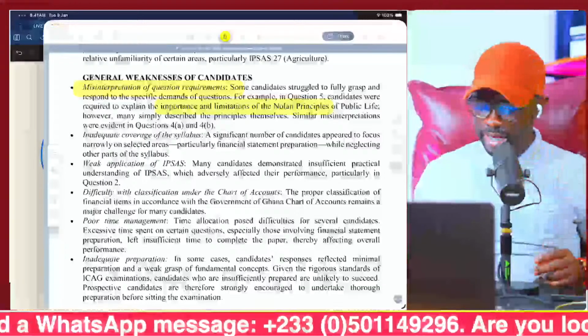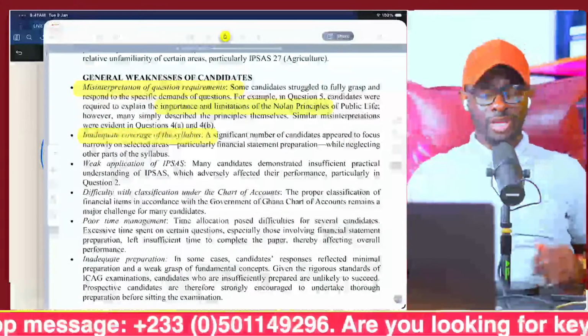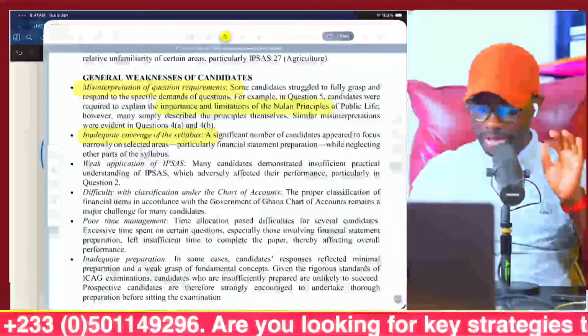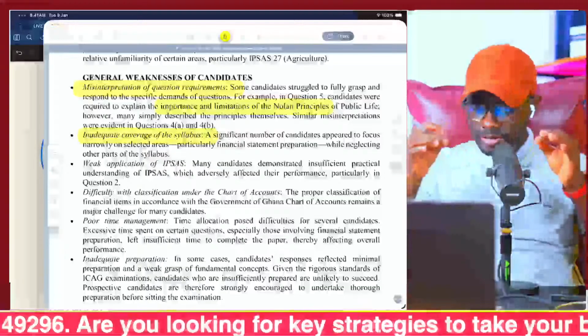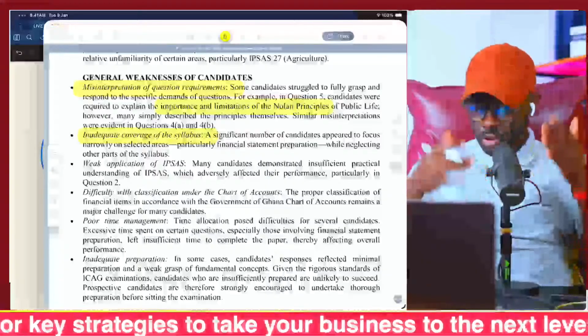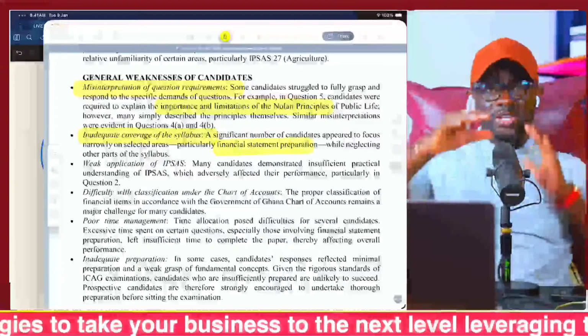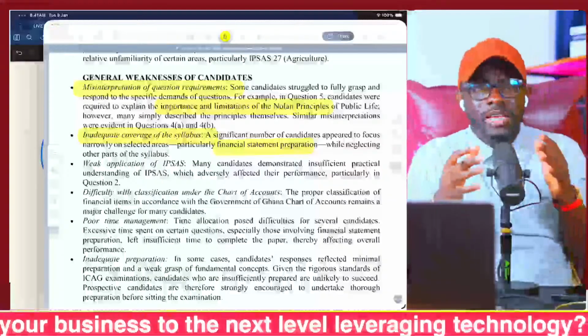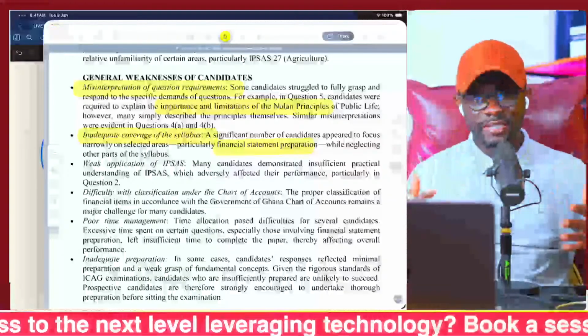Second is inadequate coverage of the syllabus. A significant number of candidates appear to focus narrowly on selected areas. Narrowly. So students were looking at preparation of financial statement. So you have to cover the entire syllabus.